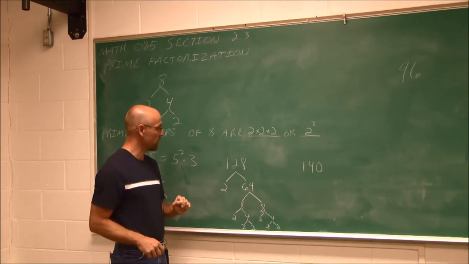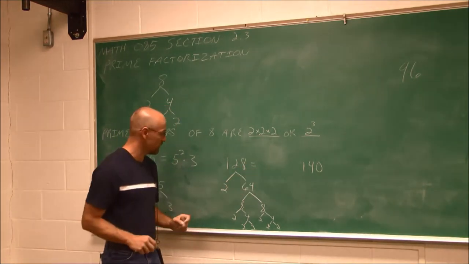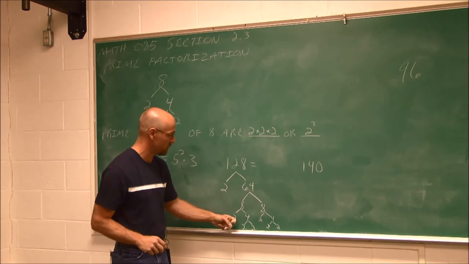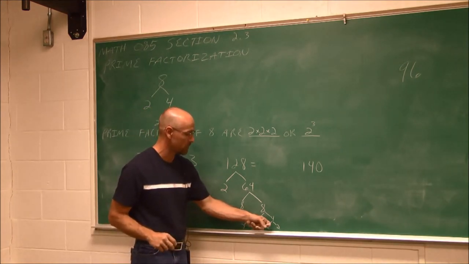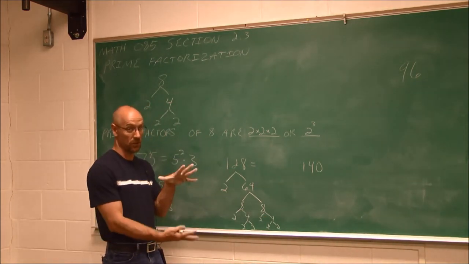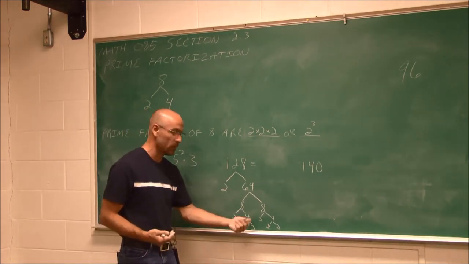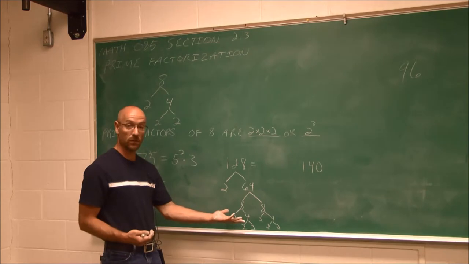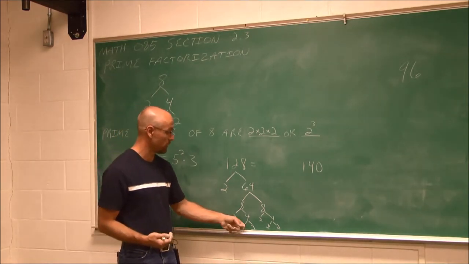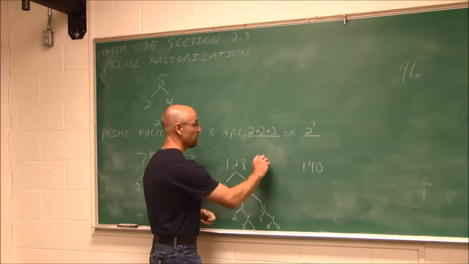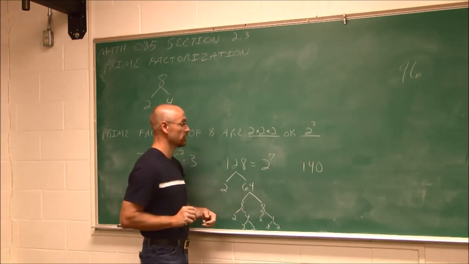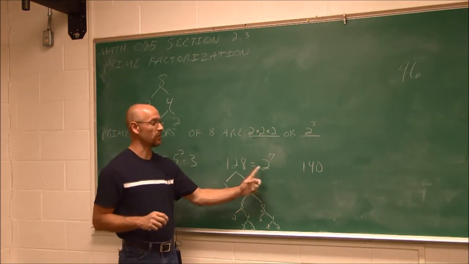So if we look at 128, its prime factorization is 2 times 2 times 2 times 2 times 2 times 2 times 2. With larger numbers, you're going to get a larger tree. The only factors I found when we get to the prime ones, such as 2, they're all 2s. Well, how many of them? 1, 2, 3, 4, 5, 6, 7. This is the same as 2 to the 7th. So 128 is 7 factors of 2.